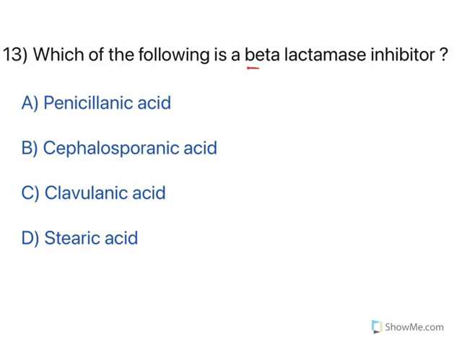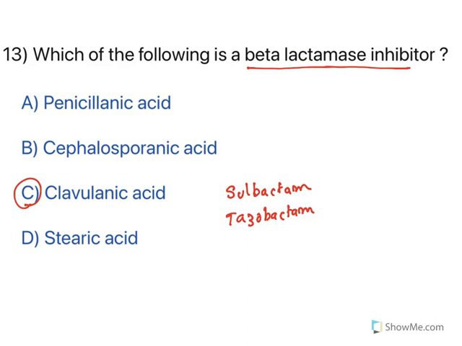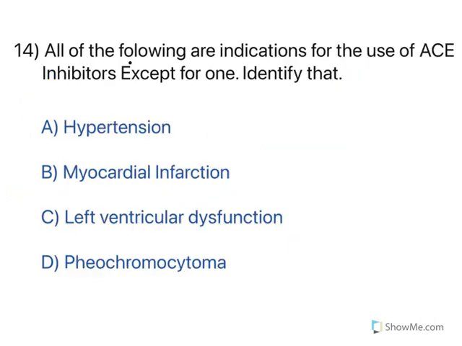Which of the following is a beta-lactamase inhibitor? See, beta-lactamase inhibitors are clavulanic acid, sulbactam, tazobactam. The job of these drugs is, they do not have very good antibiotic activity, very negligible antibiotic activity is there, but they bind with the beta-lactamase enzyme and inhibit that enzyme. Hence they are known as beta-lactamase inhibitors.